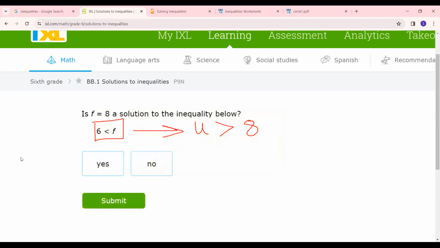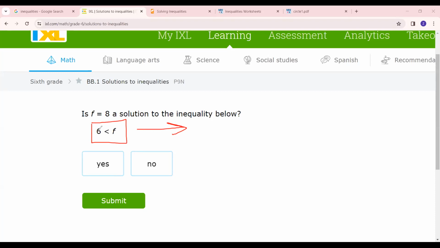Here we have F is equal to 8. 6 is less than F. If 6 is less than F, what does that tell us about F? How could we write that? F is greater than 6. What do you tell me, Bri? Less than or greater than? F is less than 6.